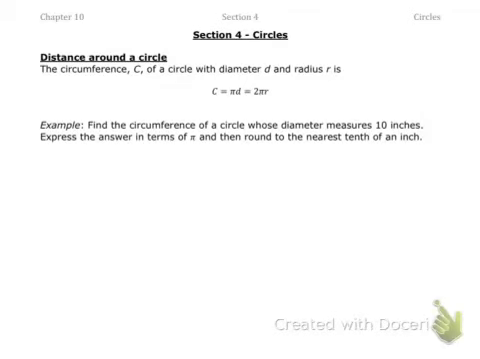In this section, we'll be talking about circles, and the first thing we want to talk about is the distance around the circle, or the perimeter of the circle. That has a special name, and that's called the circumference.